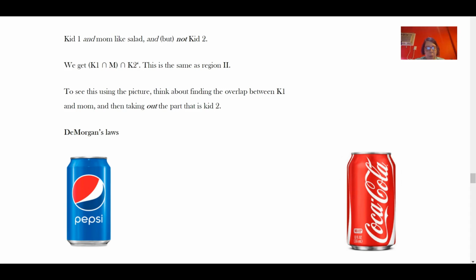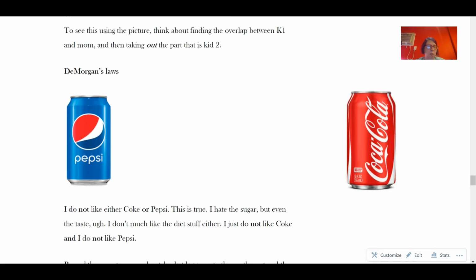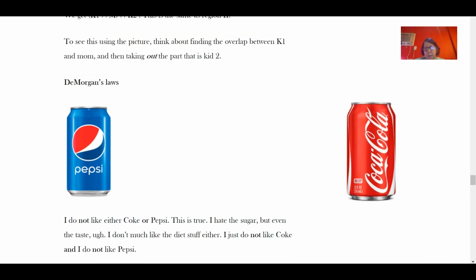We're going to talk about De Morgan's laws, but first, something even more important: which do you like better, Pepsi or Coke? Everyone always has an opinion about this, including me. I hate them both. So I don't like Pepsi and I don't like Coke. I do not like either Coke or Pepsi, it's true. I hate the sugar. If I really can't find coffee, I'll drink one of them out of desperation. But I don't really like the diet stuff either. Ugh, I do not like Coke and I do not like Pepsi.